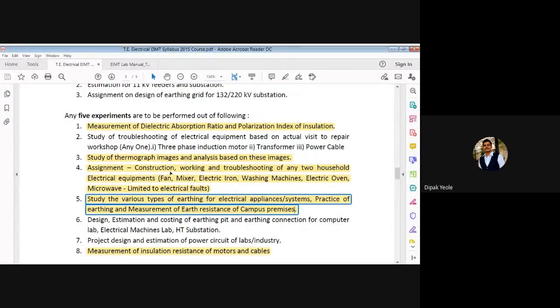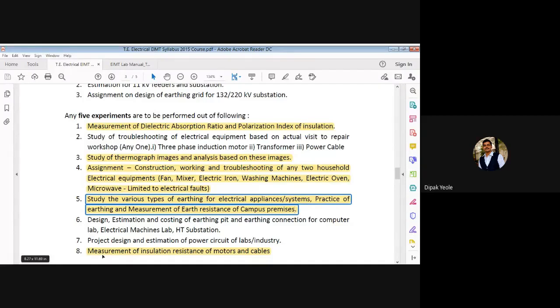There is one assignment. We have to study the construction, working, and troubleshooting of any 2 household electrical equipments. So we can take the fan, or we can take the electric iron. Any electrical equipment we take, we are going to study its working, construction, and troubleshooting. So if a problem persists in that particular equipment, then we will be able to repair it, or remove the fault from the electrical equipment. That is the experiment related to this.